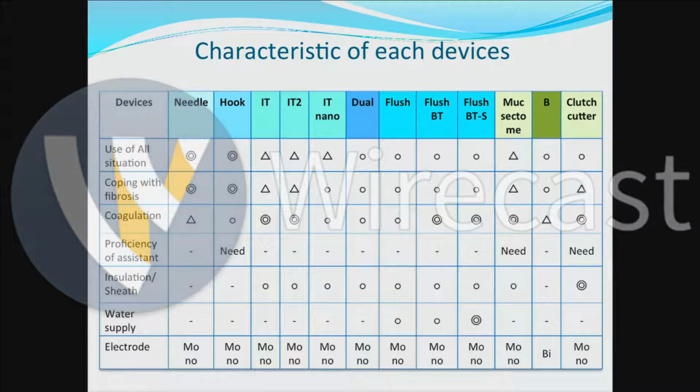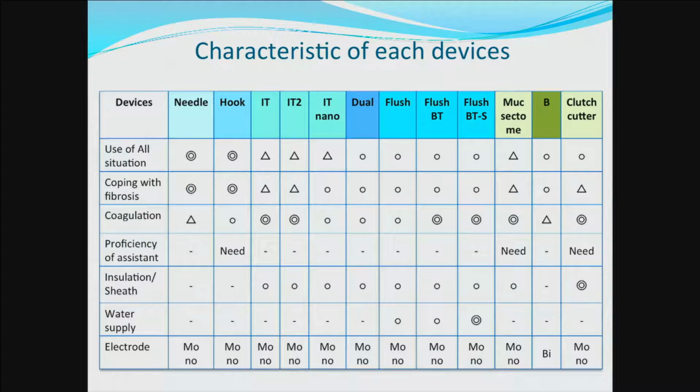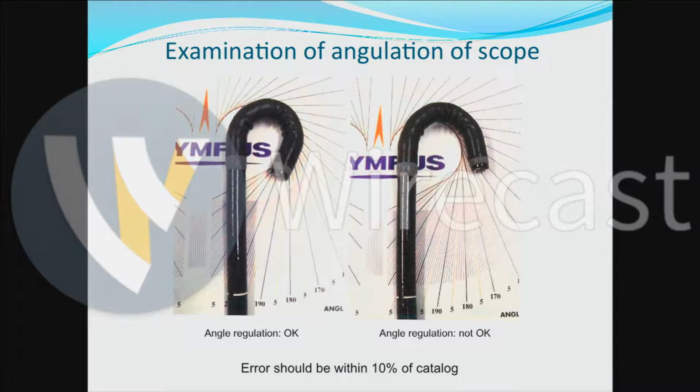The Flush knife has an invented water supply function, and Flush knife BT has improved its coagulation function, and with further improvement, Flush knife BT-S enables better water supply. The Mucosectome has good coagulation, and the B knife is the first bipolar device, and the Clutch Cutter has good coagulation with an insulated outer frame and makes the procedure very simple.